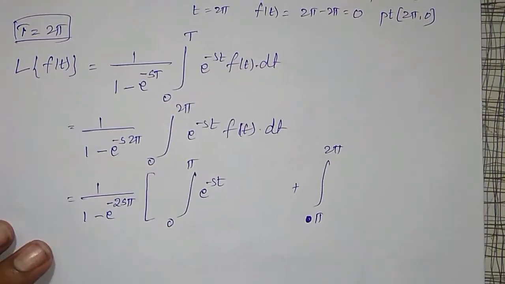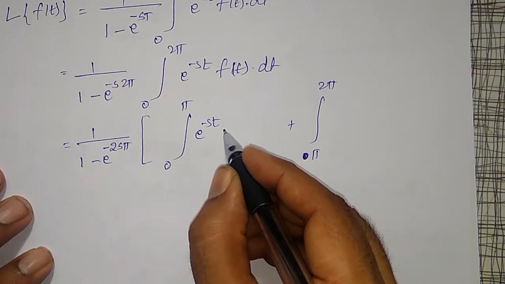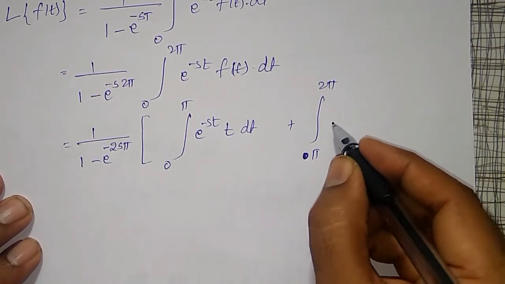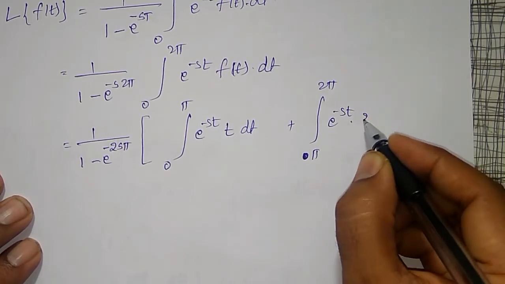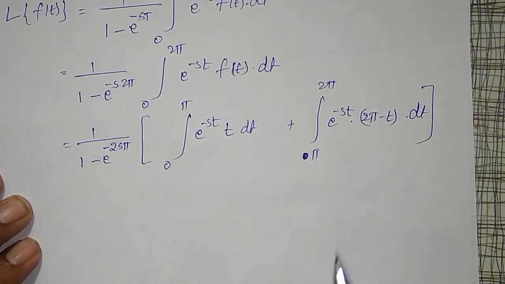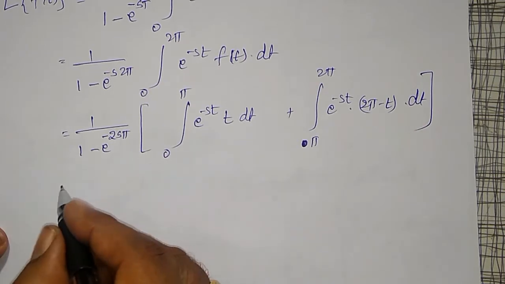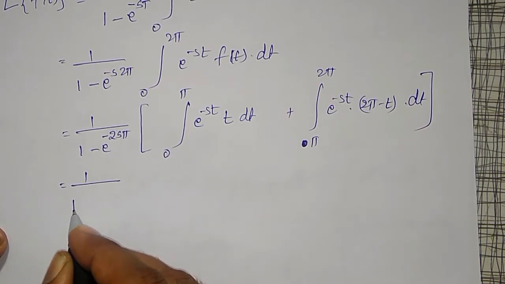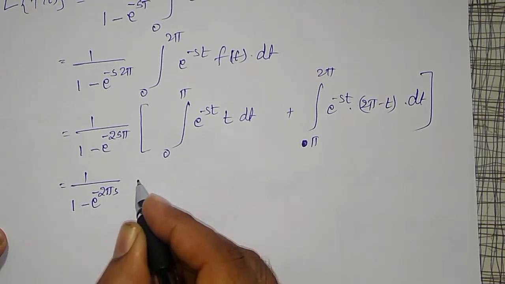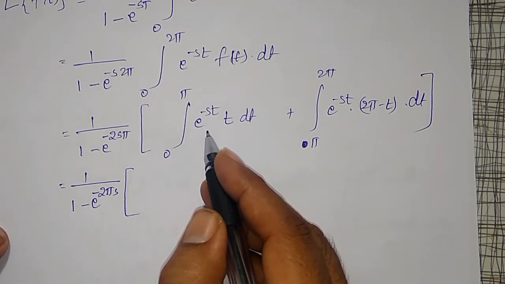Using those definitions, that is e to the power minus st into t dt, whereas here e to the power minus st into 2 pi minus t into dt. These two integrations I have to evaluate now one by one. That is 1 divided by 1 minus e to the power minus 2 pi s, and integration of this t into e raised to minus st. Bernoulli's rule I have to apply.